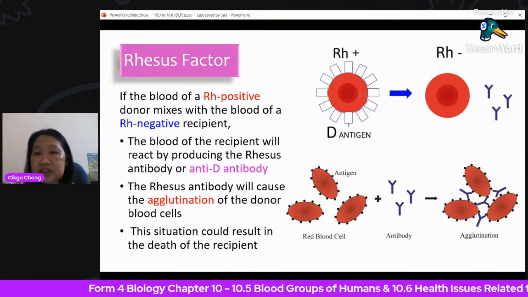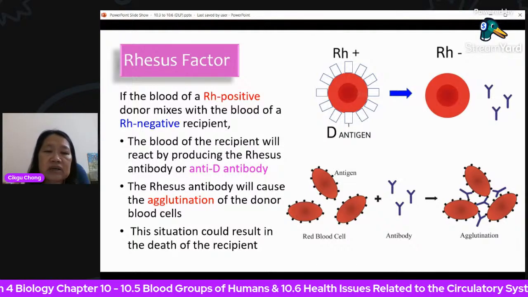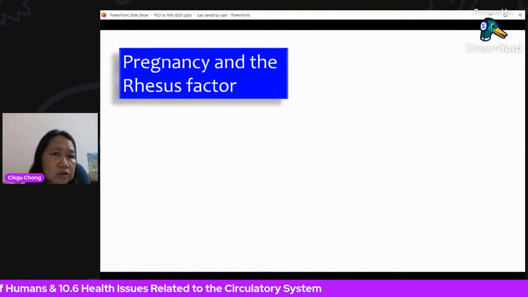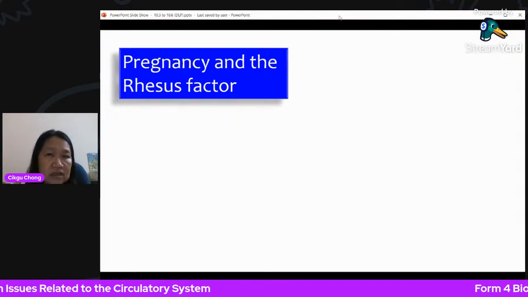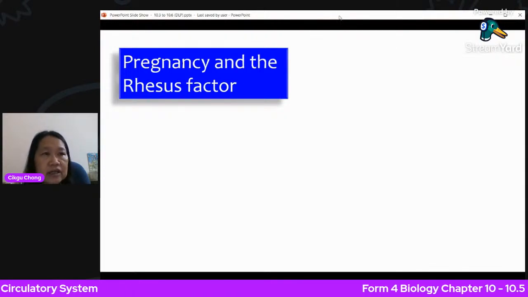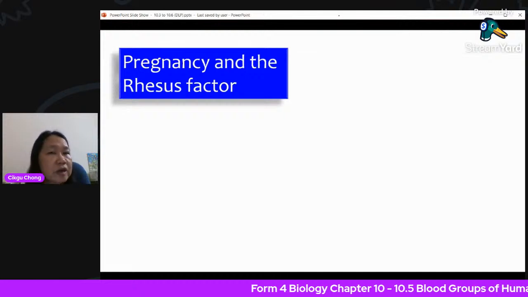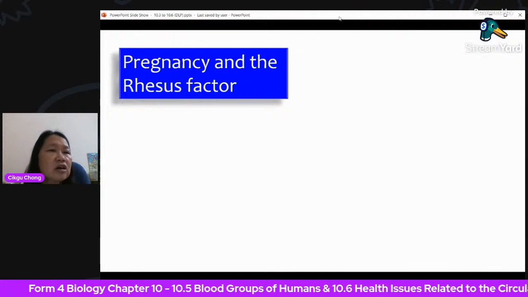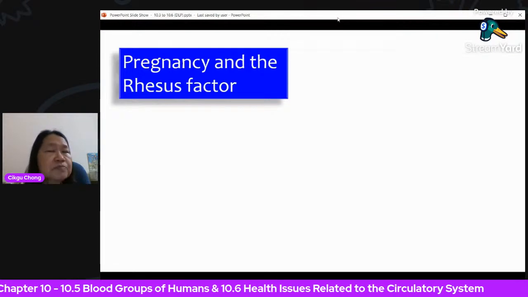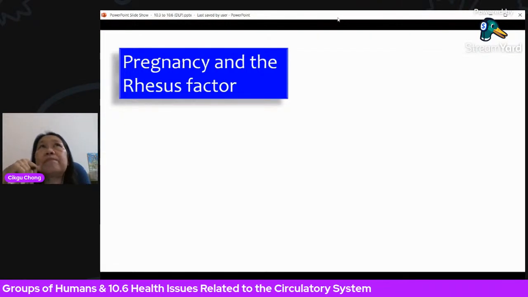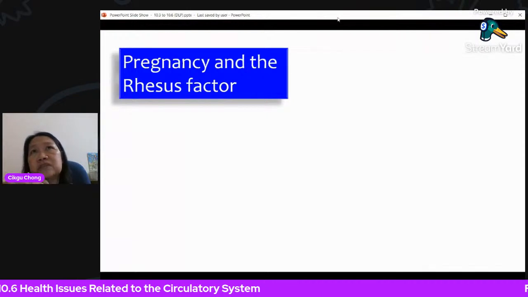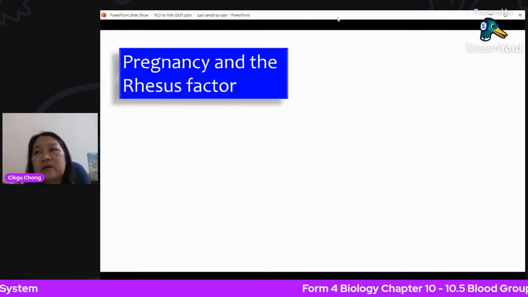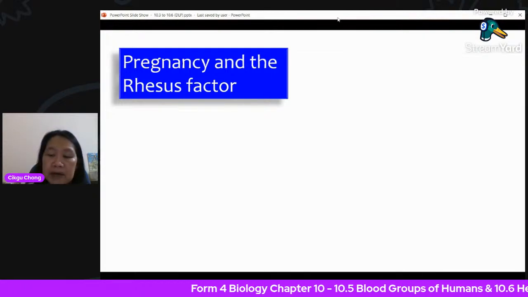Okay, so this situation just now earlier, positive giving to negative, can result in the death of the recipient. All right, okay, next. So now let's go to an important part of this Rhesus factor, the discussion about pregnancy. There will be a complication that arises if the mother and the fetus, the baby, do not have the same Rhesus factor. Actually, if the baby is negative and the mother is positive, it's not so much of a problem. But the problem arises if the baby is positive and the mother is negative.